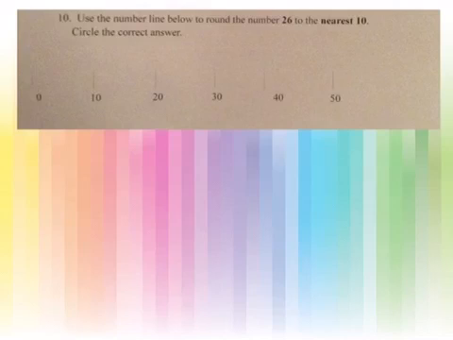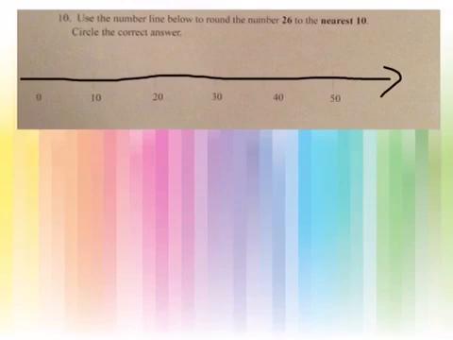Okay, using a number line below to round the number 26 to the nearest 10 and circle the correct answer. This is simply another way of showing rounding. So let me complete my number line here and finish adding the little arrows on the end. And I'm looking for the number 26. So as I can see here, right about there would actually be the number 25. And then immediately right after it should be the number 26.